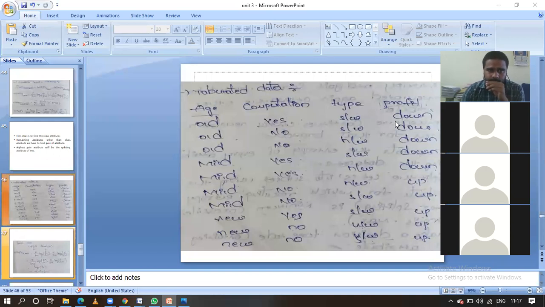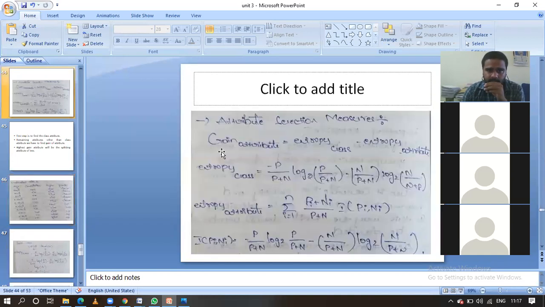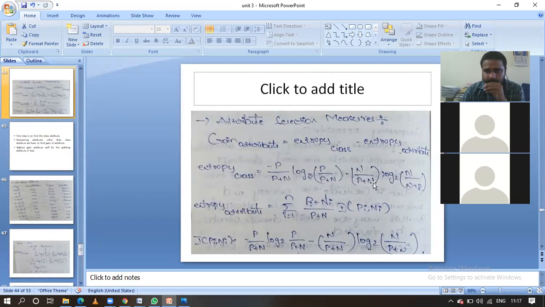First and foremost, we have to calculate the entropy of a class. The class we have selected here is the profit. What is the formula for entropy of class? It is minus p by p plus n log base 2 of p by p plus n, minus n by p plus n log 2 of n by p plus n, guys.